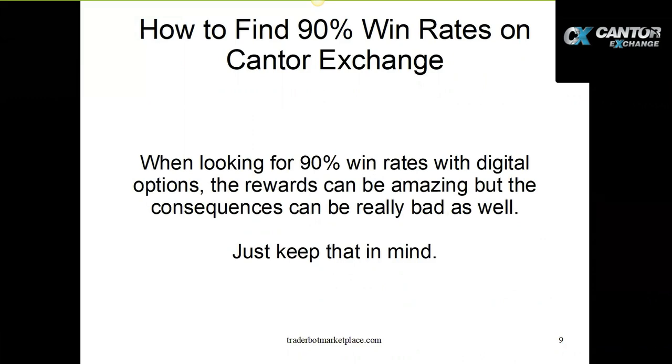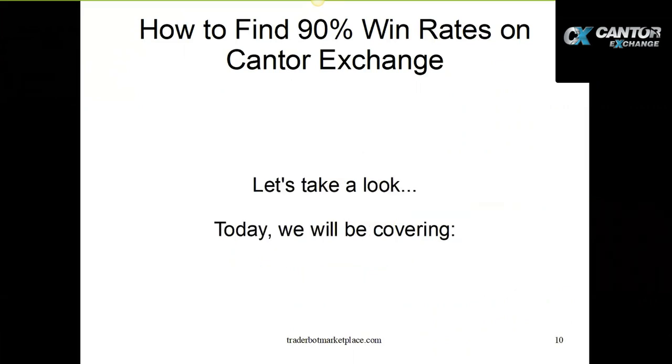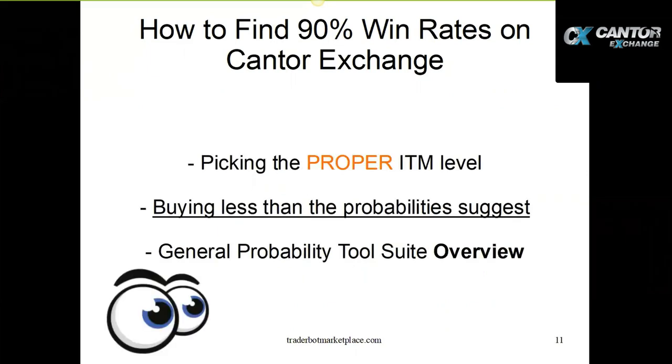If you eat too many peppers all at once, you're going to get burned. If you take too many what's called quote unquote ITM or in the money trades all at once, you're going to get burned. So we're going to talk about how to get around that. Okay, so let's take a look. Today, we're going to be covering a few different things. We're going to be talking about picking the proper ITM level, which is in the money, buying less than the probabilities suggest, and a general probability tool suite overview.